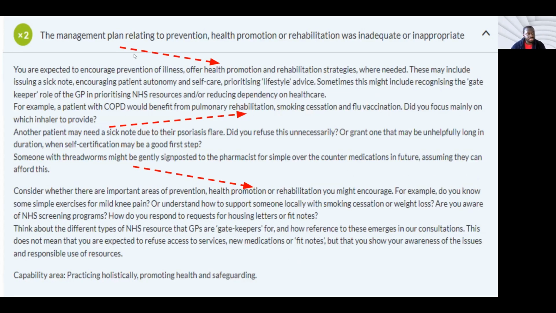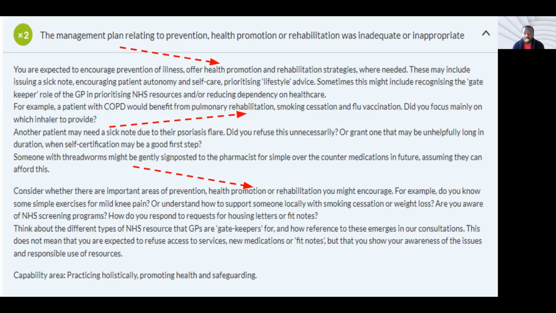Let's proceed. This one says the management plan relating to prevention, health promotion, or rehabilitation was inadequate or inappropriate. So in the exam, you could get one or more cases that have to do with health promotion, preventative medicine, or rehabilitation. If you get a patient with COPD, for instance, worsening COPD, you need to be thinking of pulmonary rehabilitation. It's written here. For example, a patient with COPD could benefit from pulmonary rehabilitation, smoking cessation, flu vaccination. Have you had a pneumococcal vaccination, which is a one-off vaccination, and the annual flu vaccine? Do they smoke? If yes, we consider smoking cessation.